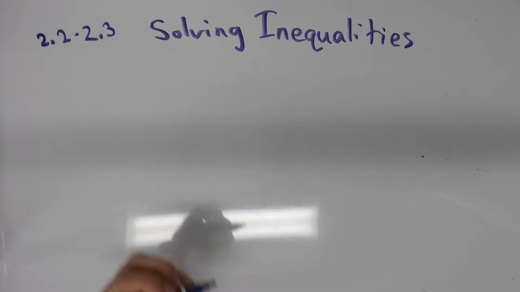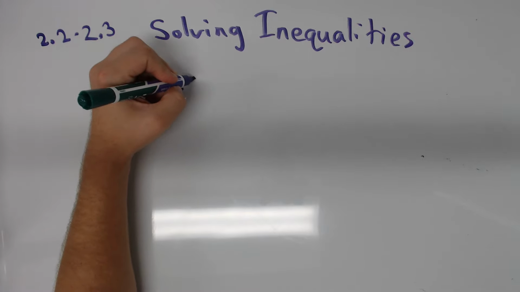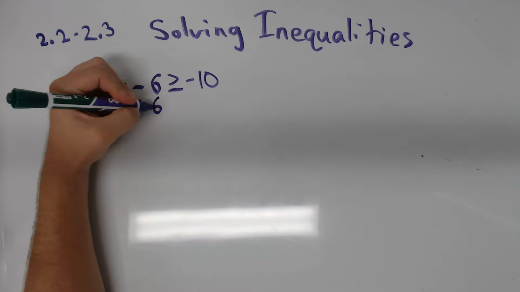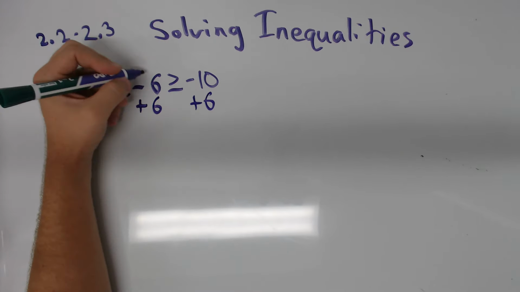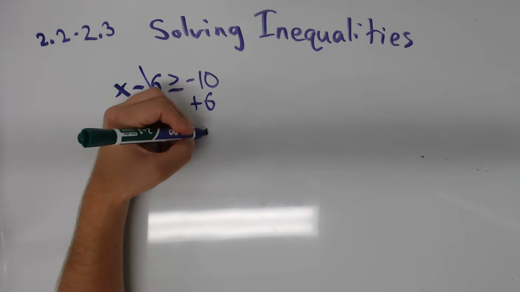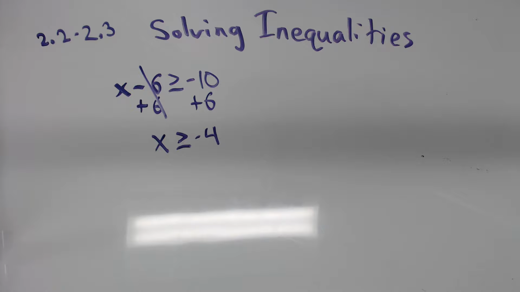So let's write out a couple of examples. First one is x minus 6 greater than or equal to negative 10. And just like in a regular old problem, I'd add 6 to each side. Those 6's would cancel out, and I'd be left with x greater than or equal to negative 4. Most of this lesson is going to ask us to graph our solutions.